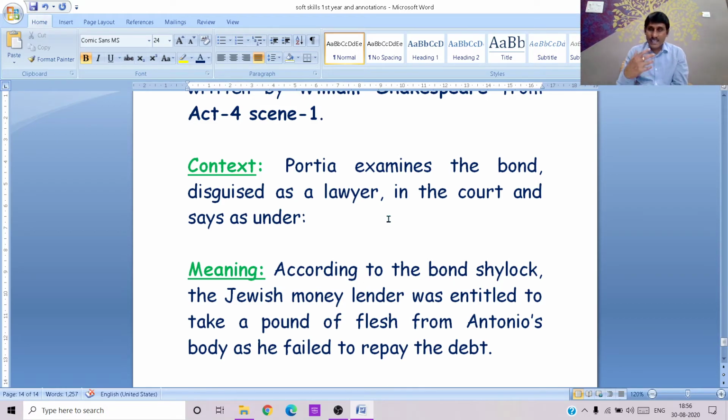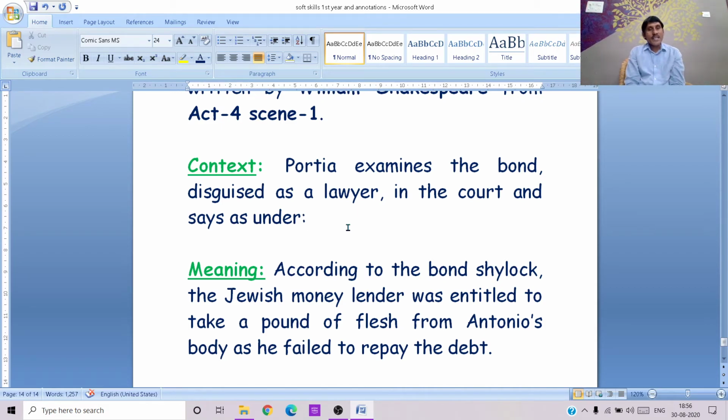She comes to the court and examines the bond, meaning the bond paper where the terms and conditions are written, in the court, and says a lender. What is the story, can you remember? This greedy Jewish moneylender lends 3,000 ducats to a person called Bassanio, and Bassanio wants to marry Portia from another city, Belmont. Antonio is a Venetian merchant, that means a merchant from Venice, who acts as the guarantor.